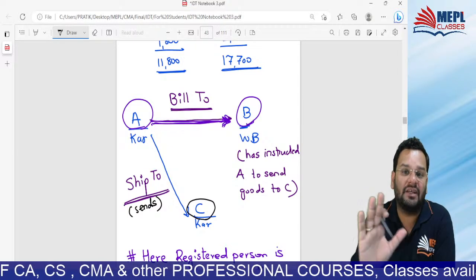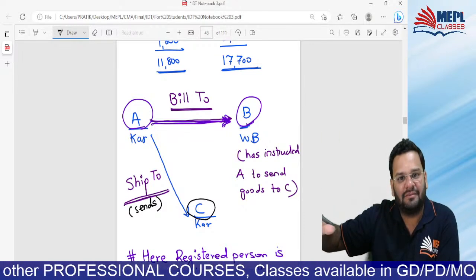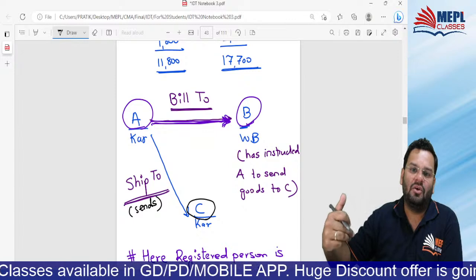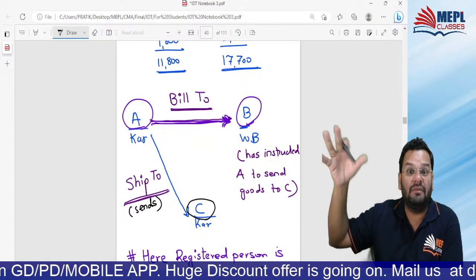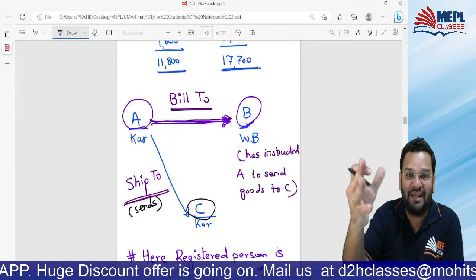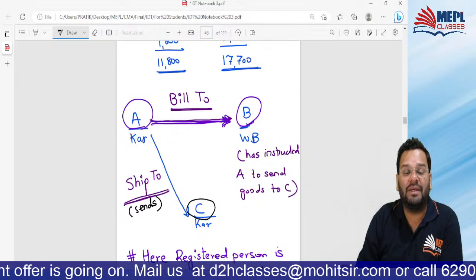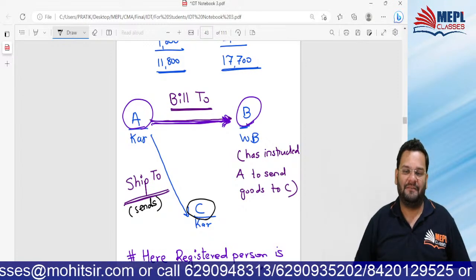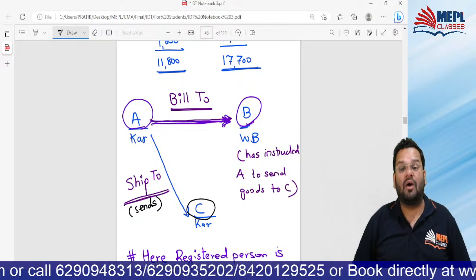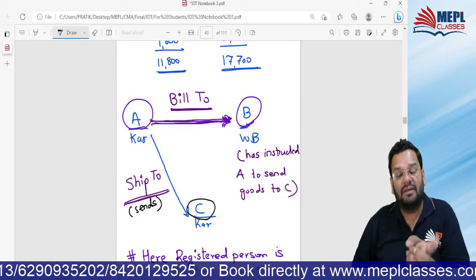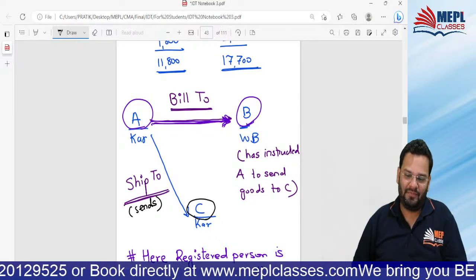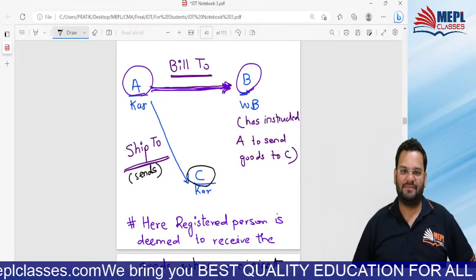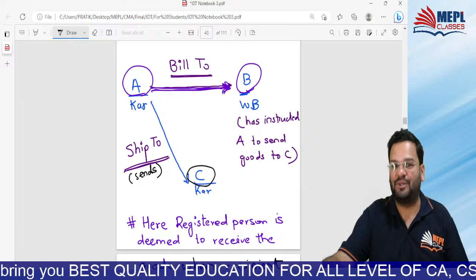So actually A is not selling goods to C. A is selling goods to B. But A is sending goods to C. So now when C receives the goods, B will never receive the goods in lifetime, because B has instructed A to send goods to C on behalf of B. Understood? So now when C receives the goods, it is deemed that B has received the goods. Got it? Now did you get it? Yes or no?